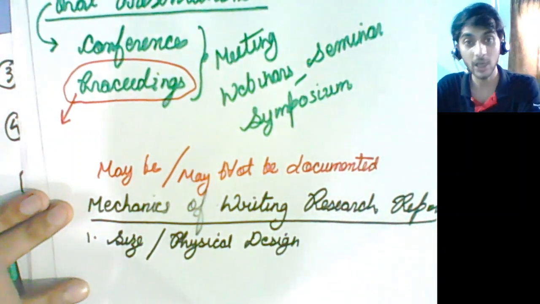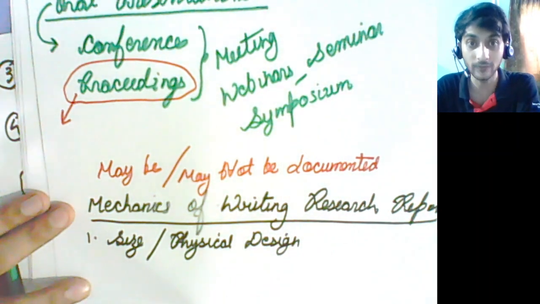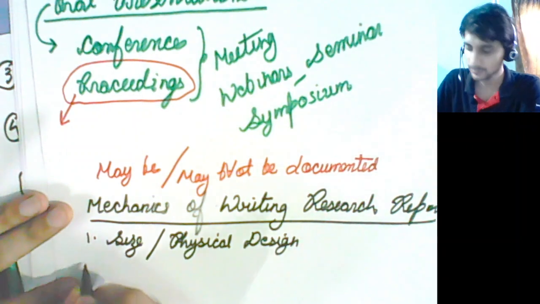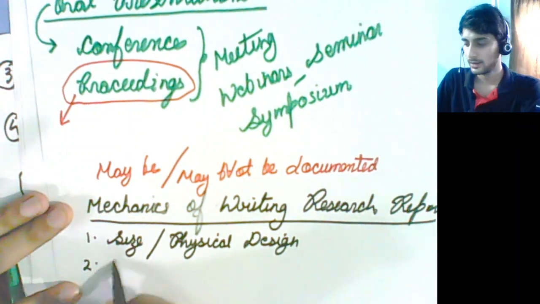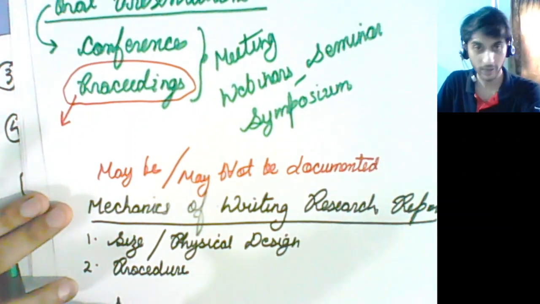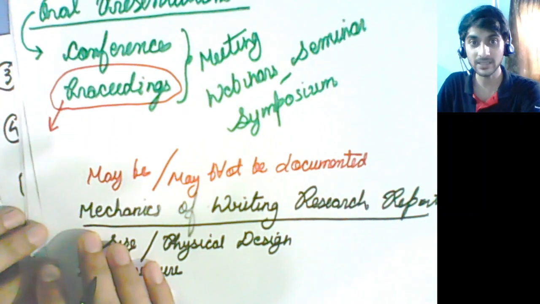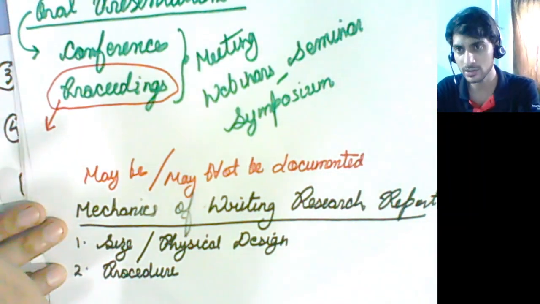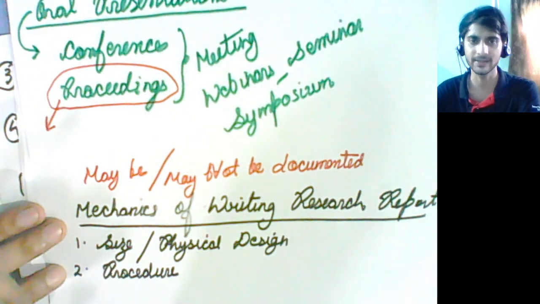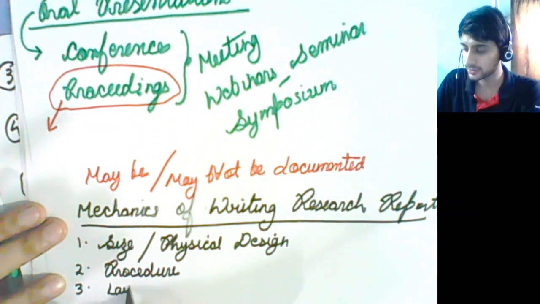Some journals may allow 5,000 words, some journals may allow only 1,200 words. So you have to really choose the journal accordingly. Second thing is the procedure. Some journals want you to explicitly report the methods and protocols, and some journals only want you to report your findings. The third thing is the layout.